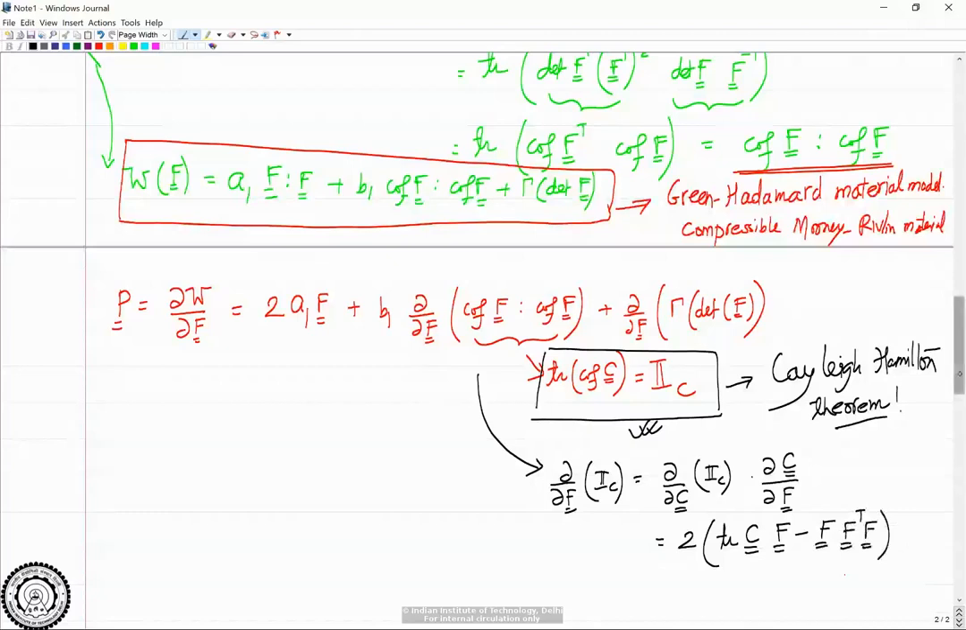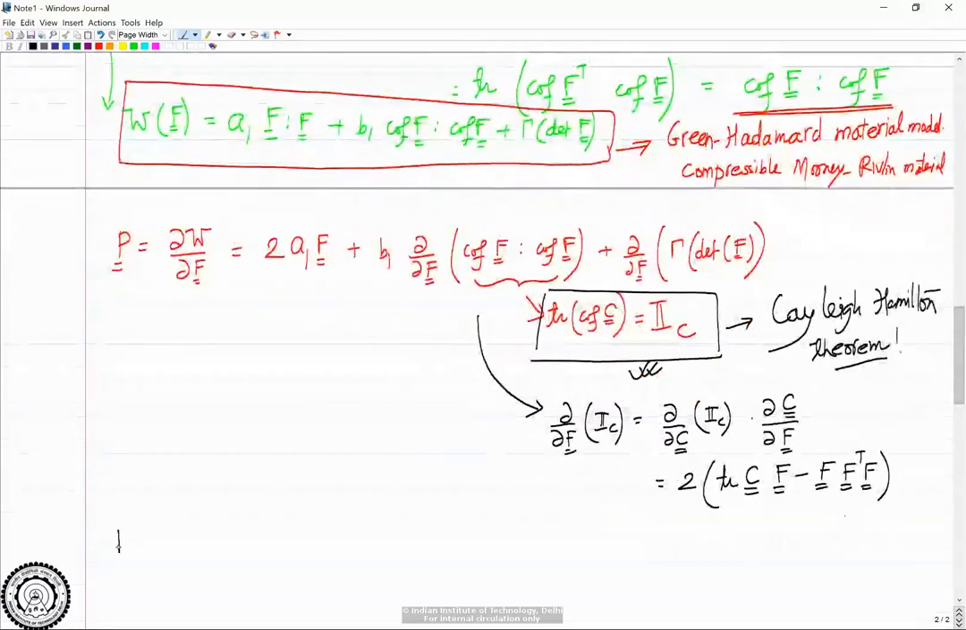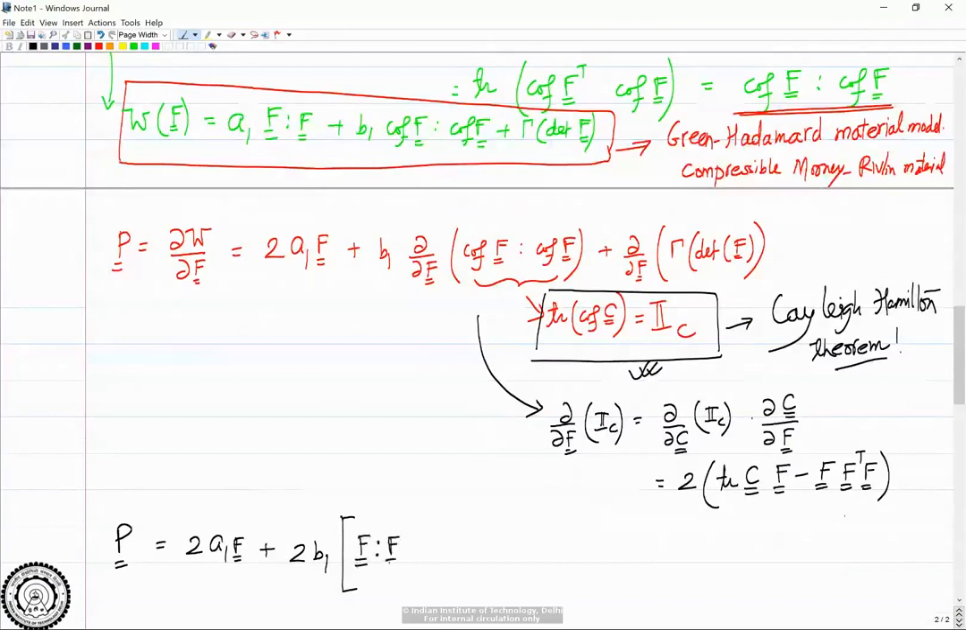All right, so finally, what is then your big P? This is then 2 into A1 into big F plus 2 into B1 into, now trace of C, we just saw that this is F double contraction F, into big F. So that's this thing over here, minus big F transpose into big F. And then the last one, you first take the derivative with respect to determinant, and then the derivative of determinant with respect to big F. And that all of you know.